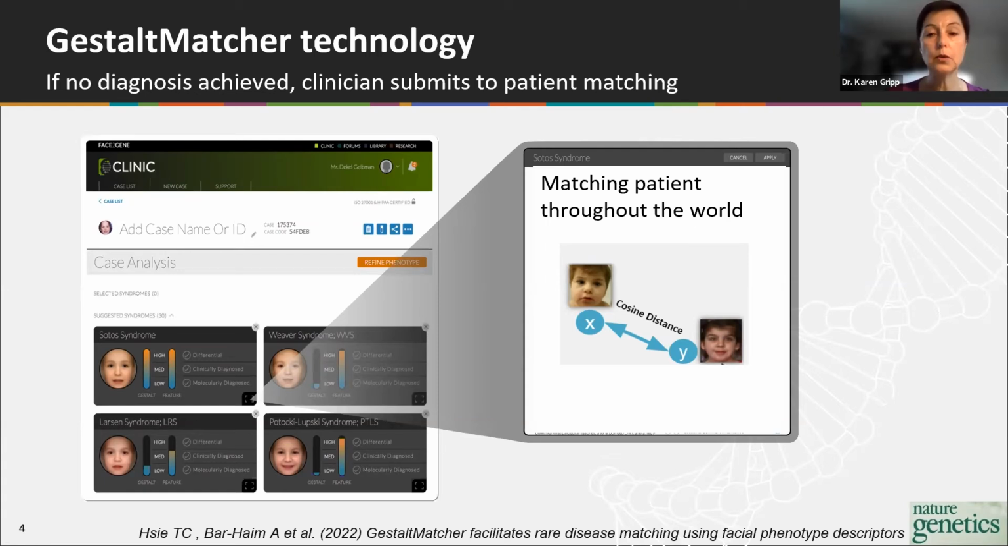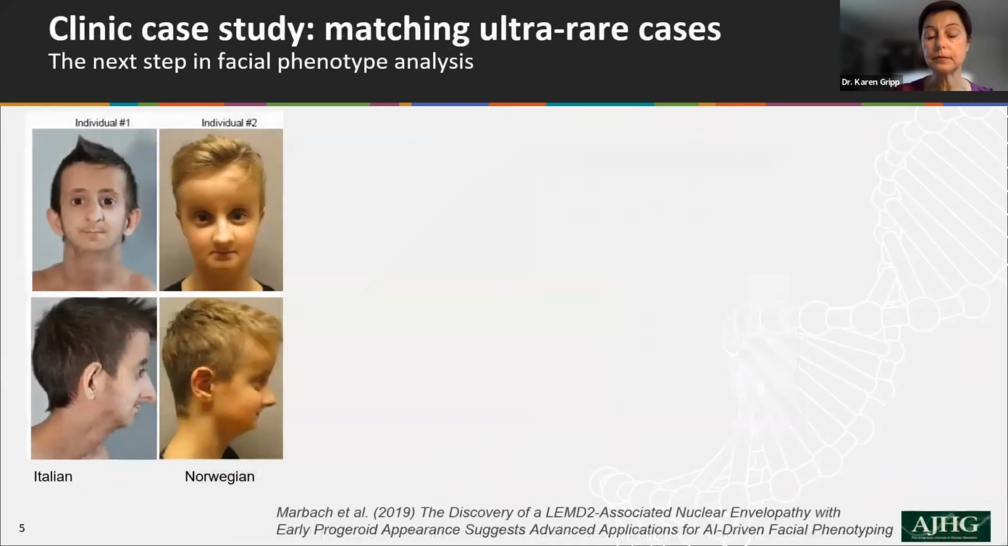And this new algorithm is able to compare your single image of your patient to other single images. So rather than comparing it to a group of syndromes, each syndrome with a group of images that previously have gone through training, here a single image can be compared to another single image. And I want to show you an example of how this can work.